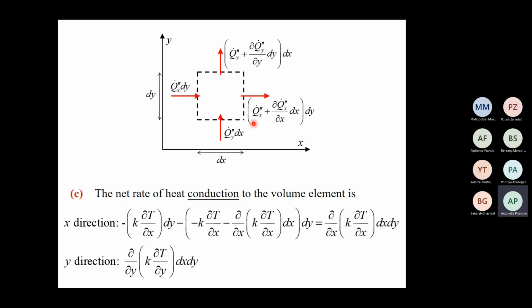And again, in this bracket, instead of Q dot I have the Fourier Law. I have again minus k derivative of T in x. I do all the calculation, I simplify where I can simplify, and finally for the x direction, I obtain this one, and I obtain this one for the y direction. Okay?